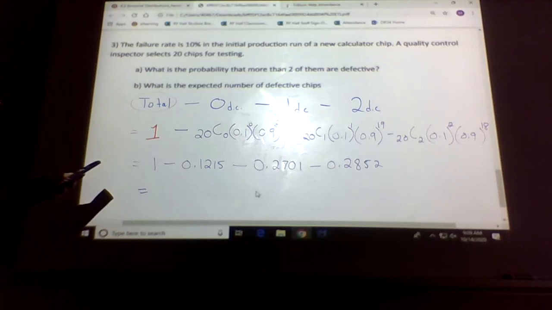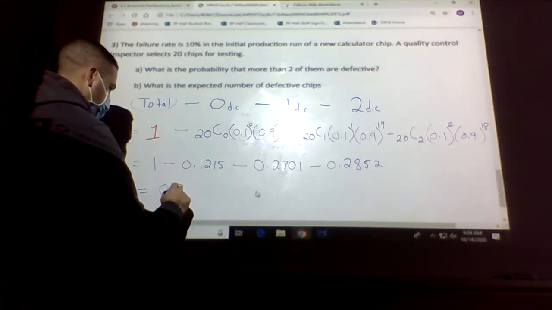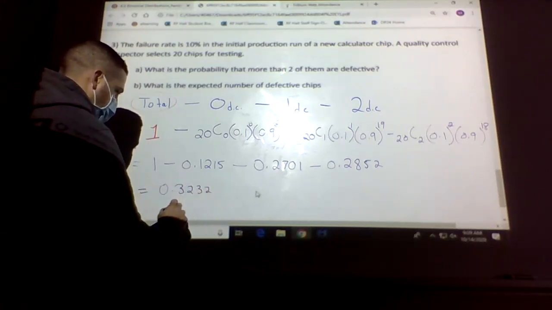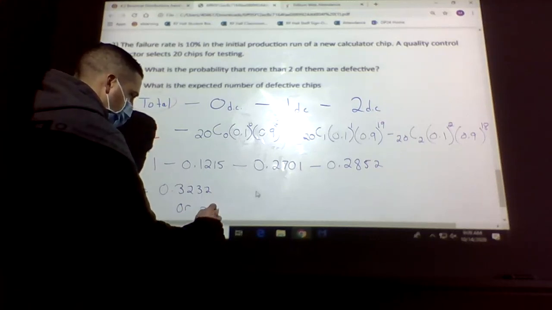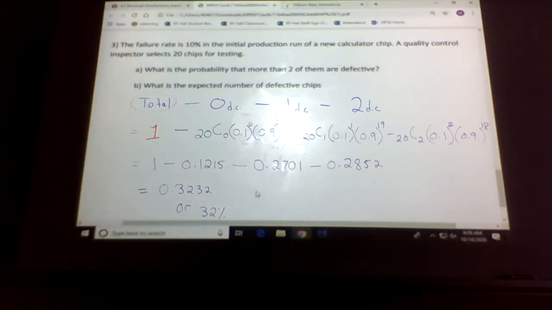Okay, so I got all three, and when I subtract them, I get 0.3232, or 32%. So there's a 32% chance that 3 to 20 chips will be defective.